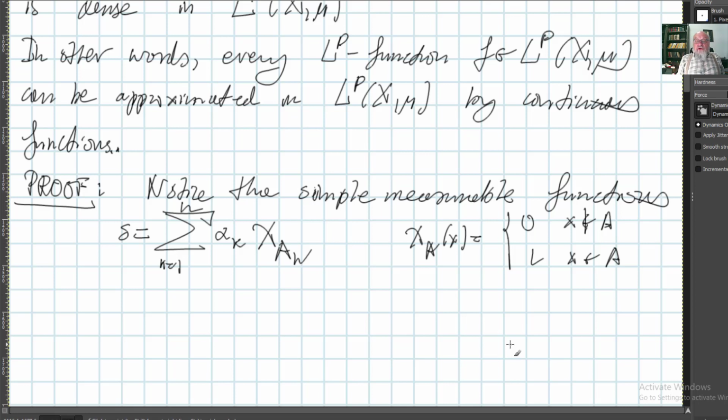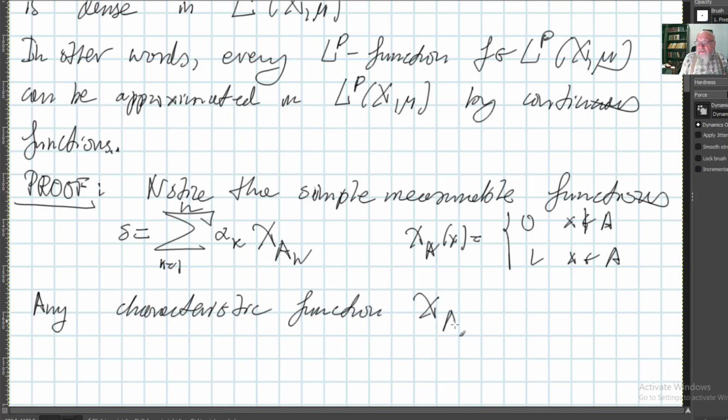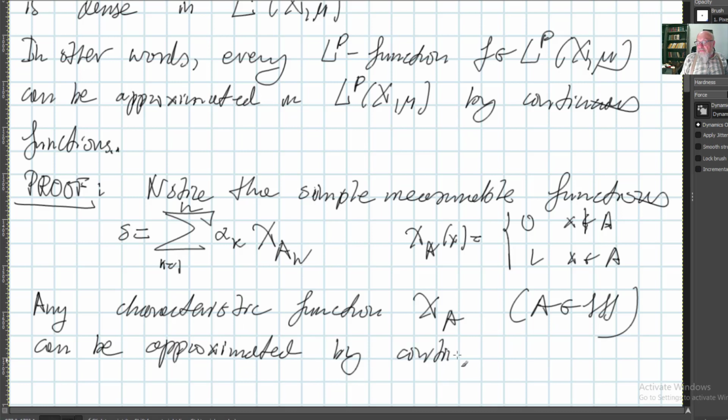results that anyone should know from real analysis. And in such a case, if you want to show that you can approximate L^p functions by continuous functions, it is sufficient to show that any characteristic function of a measurable set A can be approximated by continuous functions.